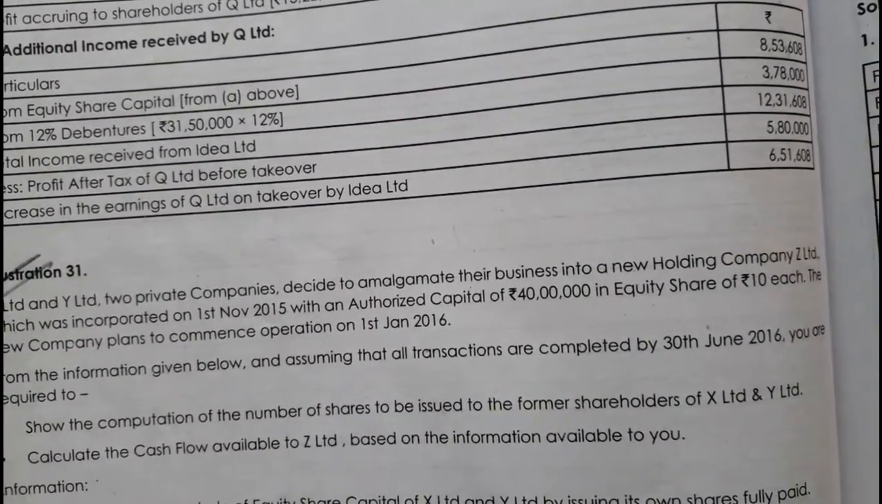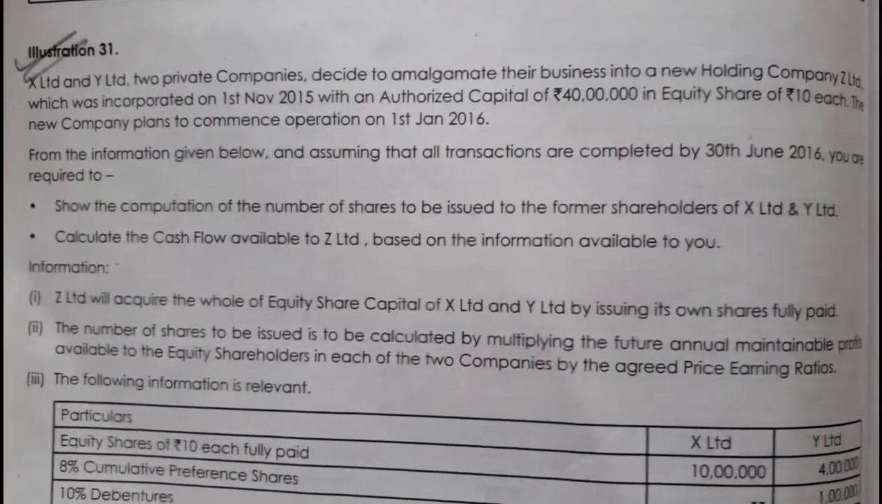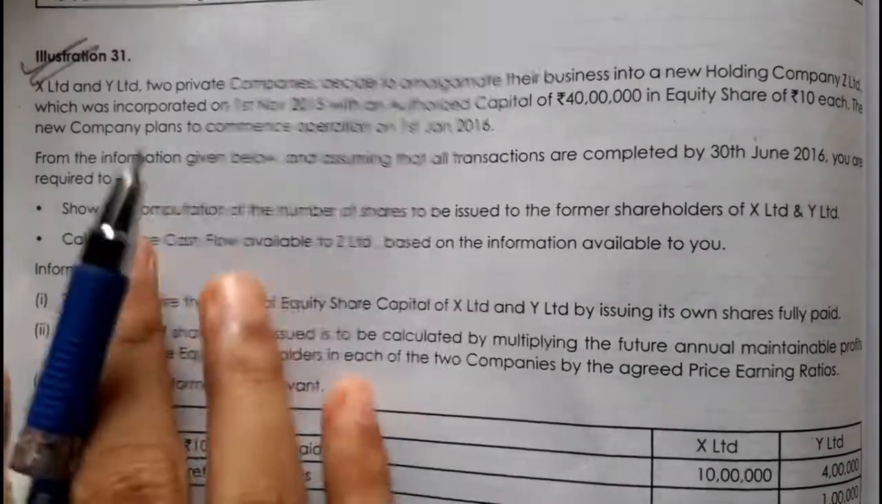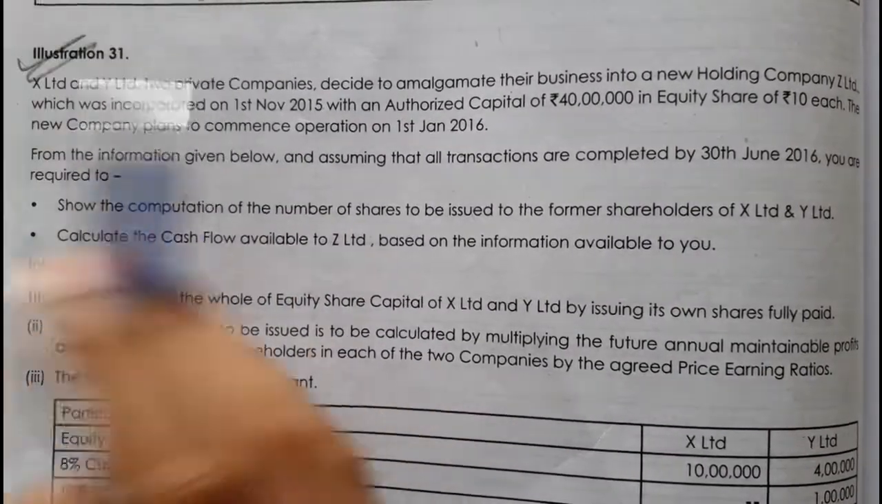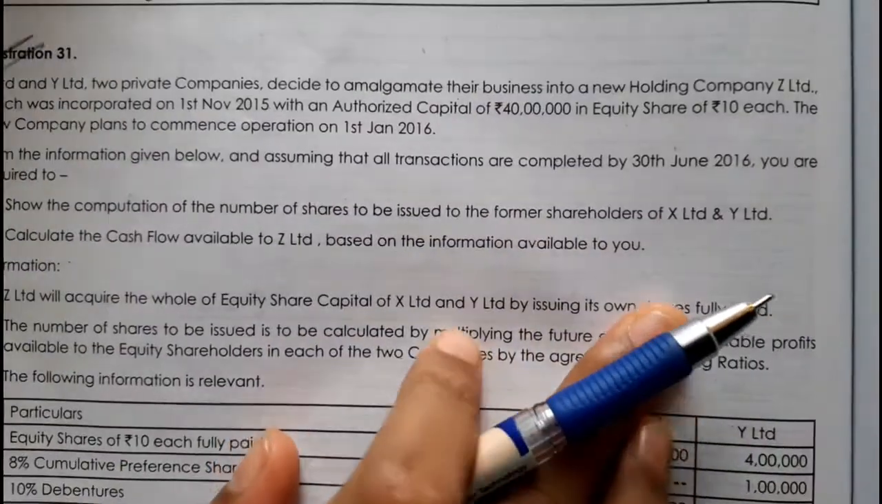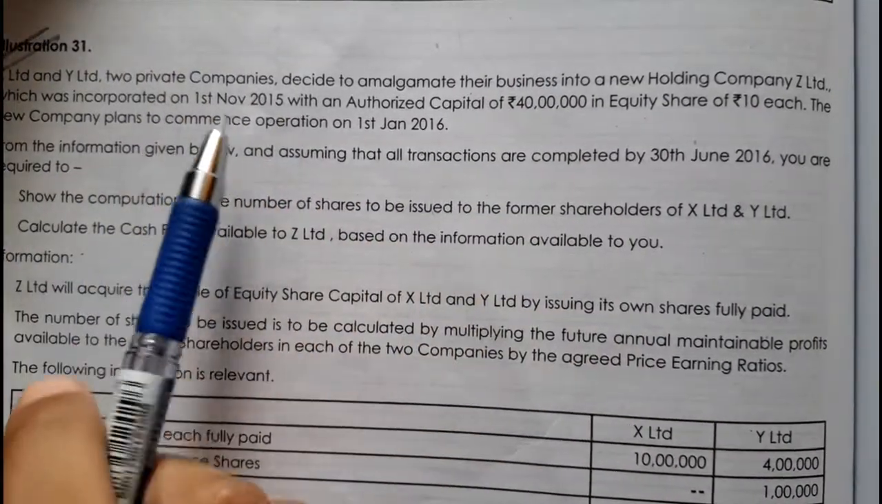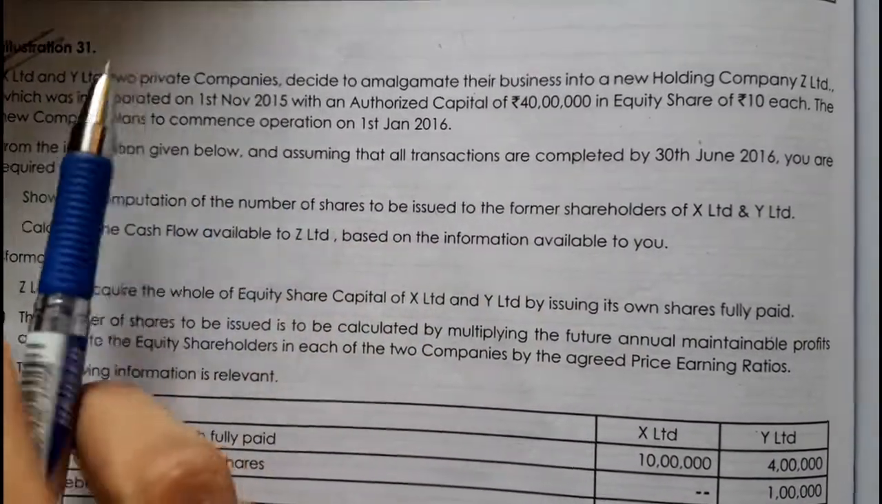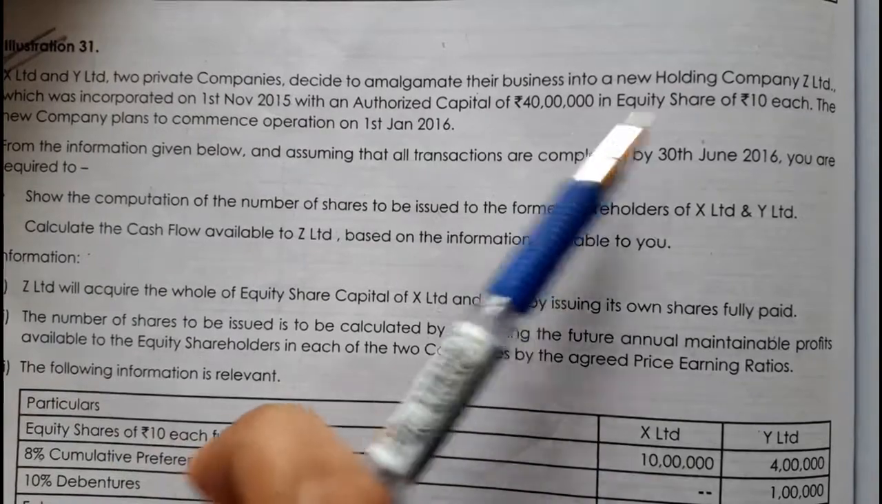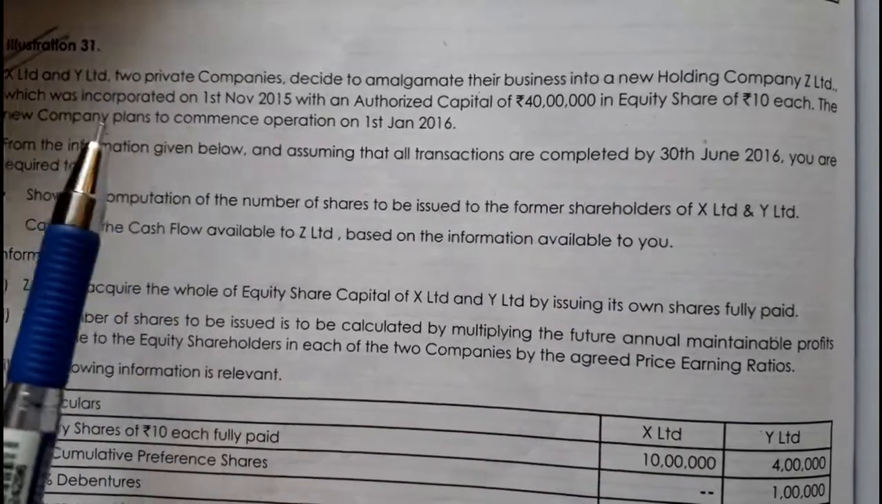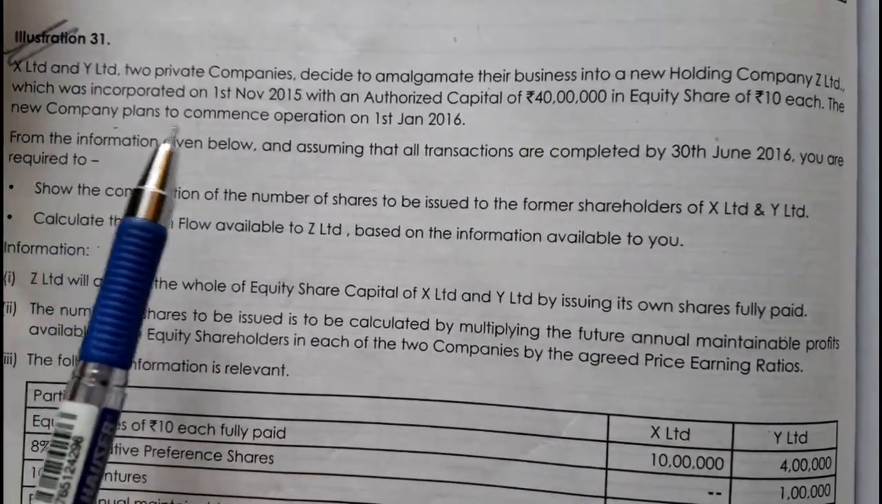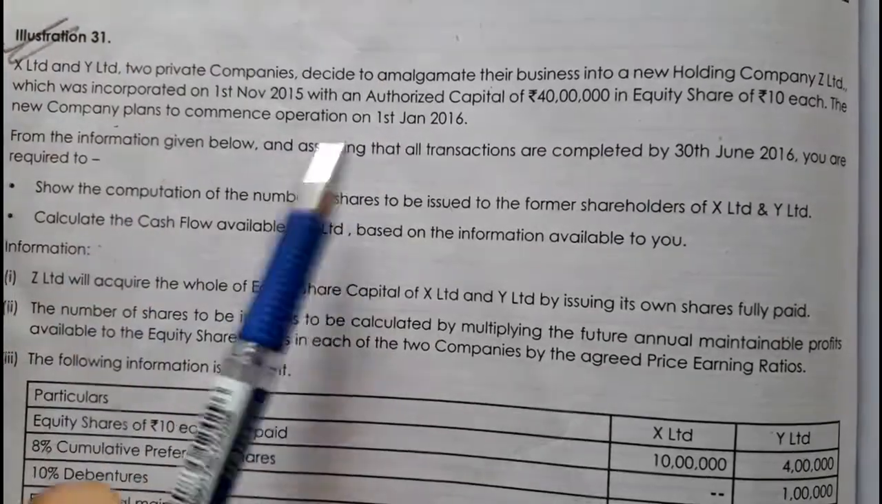Okay, now illustration number 31. X and Y, two private companies, decide to amalgamate into a new holding company, Z Limited. On 1st November 2015, it's going to amalgamate, while the new company is to commence from 1st January 2016. Now, the company is going to start from 1st January.